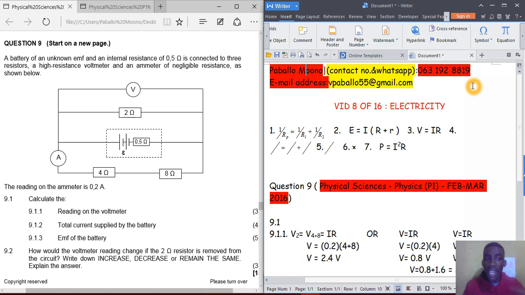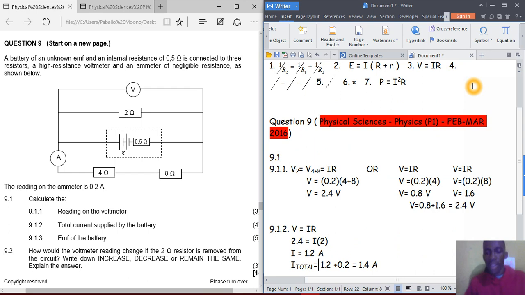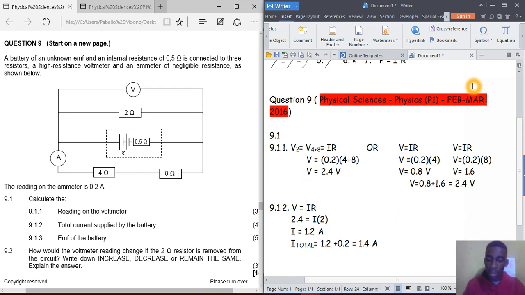This is the 8th video, guys. In the previous video we did 9.1.1 and 9.1.2. In this video, we are going to do 9.1.3 and 9.2. Okay, 9.1.3: calculate the EMF of the battery.